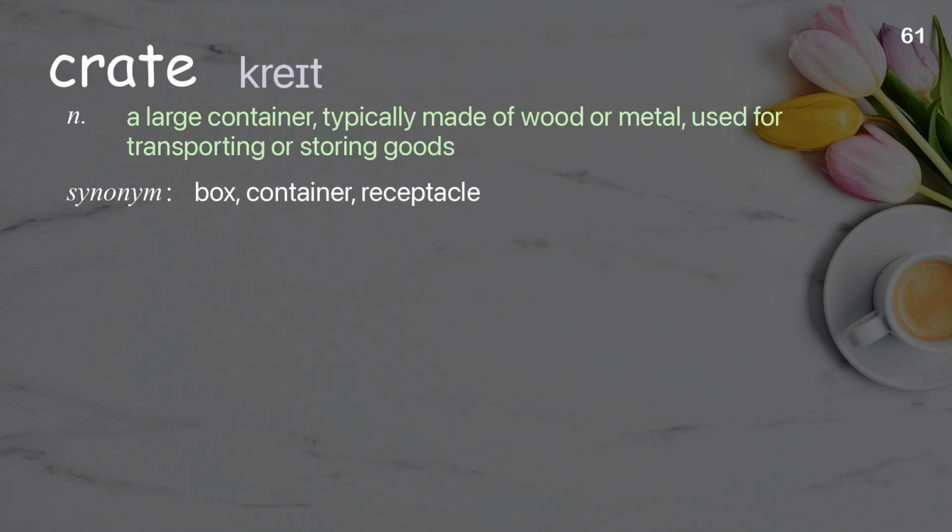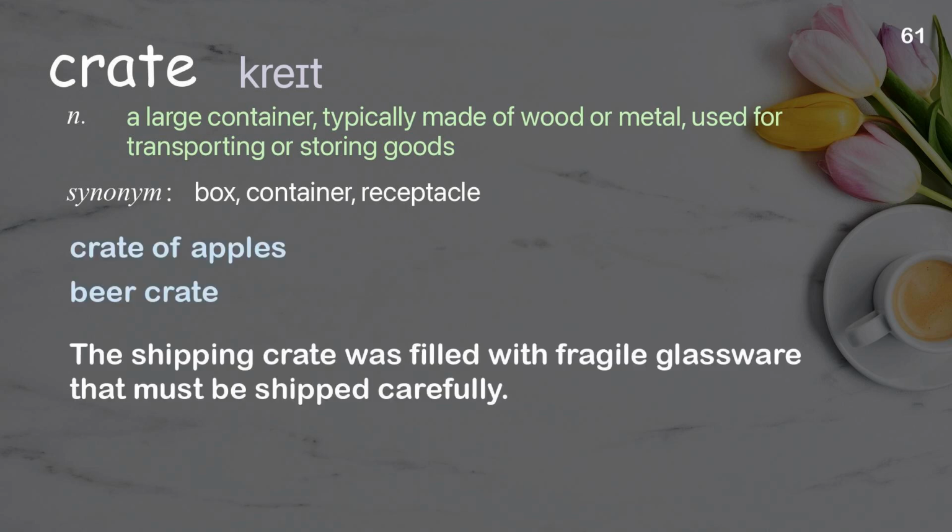Crate. A large container, typically made of wood or metal, used for transporting or storing goods. Examples: Crate of apples. Beer crate. The shipping crate was filled with fragile glassware that must be shipped carefully.